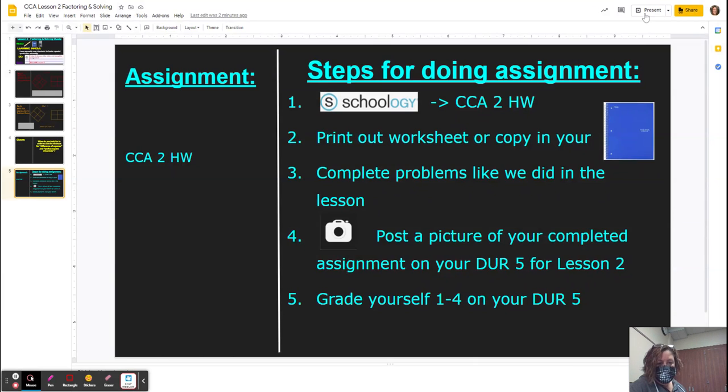All right, so again, you are going to go into Schoology, find that homework number 2, and then you can do your work on your notebook paper, take a picture, and post it on your DUR. Again, if you have not done that with the lesson 1 assignment yet, let's make sure that you do that as well. I will get grades updated over the weekend.